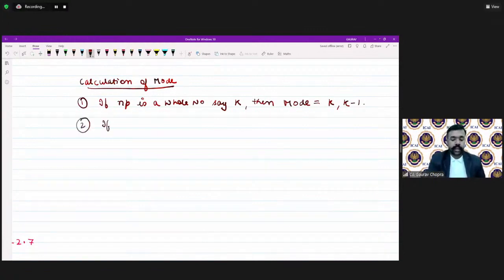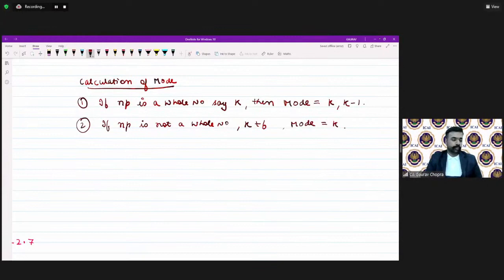And if n into p is not a whole number, like k plus f, then mode is equal to simply k. We will remove the fraction, just similar to what we discussed in binomial. In binomial, it was n plus 1 into p, but here it is simply n into p.